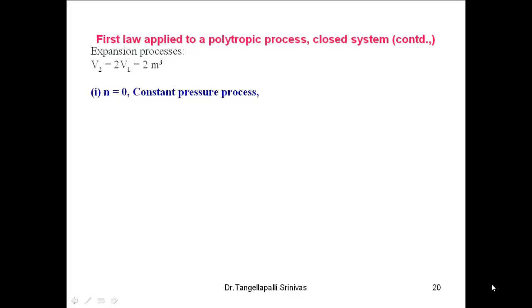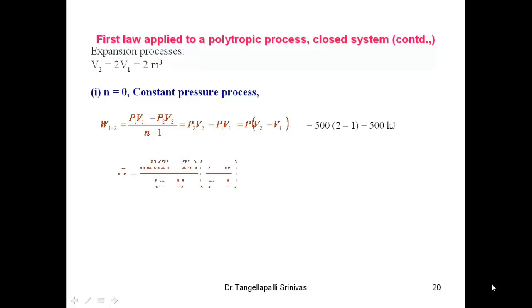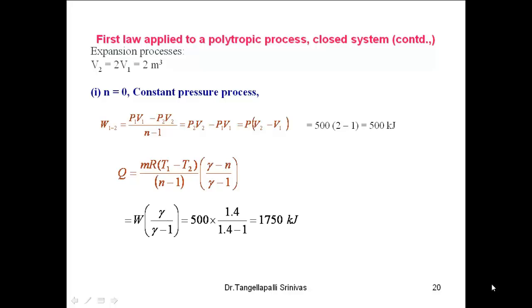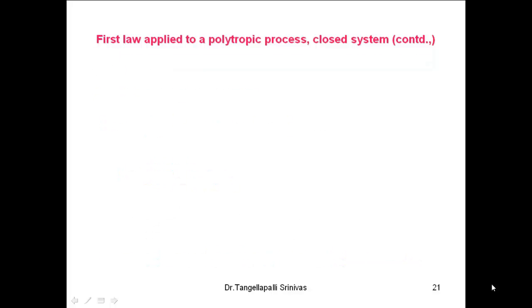Now the same formulations are applied for the expansion process. In the expansion process, the final volume is double the initial volume. If the initial volume is 1 meter cube, the final volume is 2 meter cube. Now let us consider the first case, that is a constant pressure or isobaric process, n is equal to 0. Now work is coming plus 500 kilojoules. The heat is 1750 kilojoules. Delta U, the change in internal energy, is 1250 kilojoules.